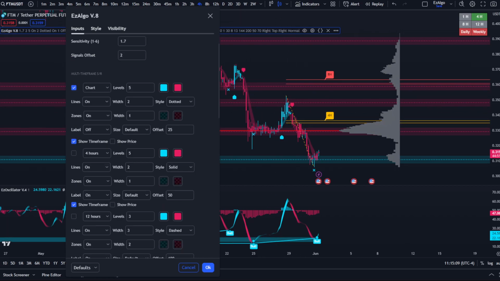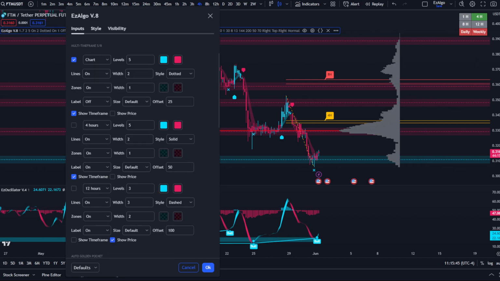And then, like I had mentioned, we have the multi-time frame support and resistance. So this is the same from EzSR. We've just moved them onto the V8. Now, by default, you'll have the chart and the 12 hours toggled on. It doesn't matter what time frame you're trading on. It's best to use higher time frame levels. Personally, I like the 12-hour support and resistance levels. But it also depends on what time frame you're trading on, right? If I'm trading on the 5-minute or 15-minute time frame, I might want to use 1-hour levels, let's say.